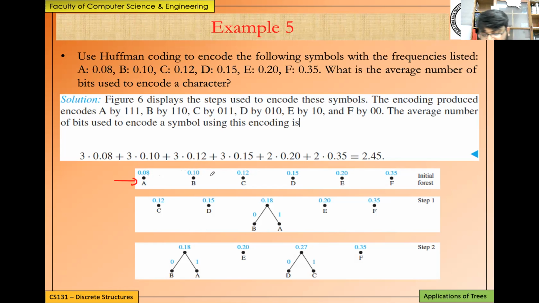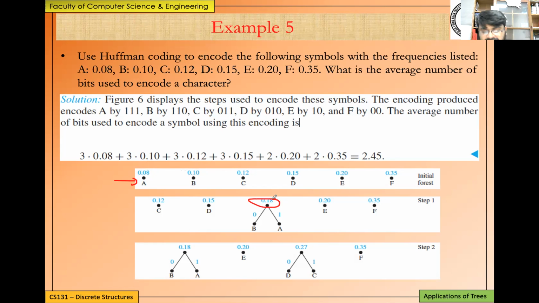So this is the initial forest that I get. A and B have the least weight. So the first idea is to combine A and B and get their weights summed up. In this case, A has a label of 1 and B has a label of 0. And 0.18, which is the sum of their weights, is put up over here, right?